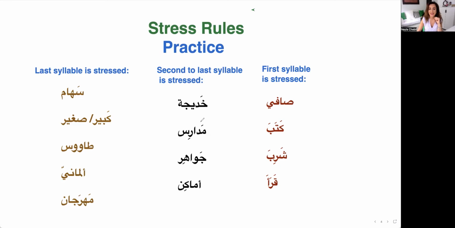Madaris. So ma is the first one, da is the middle one, which is heavy, and the last one is not super heavy, so that's where my stress lies. Madaris.